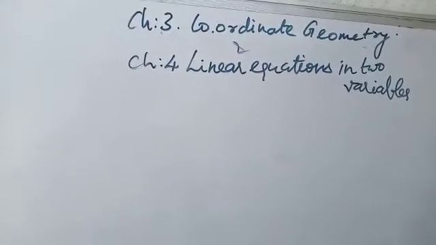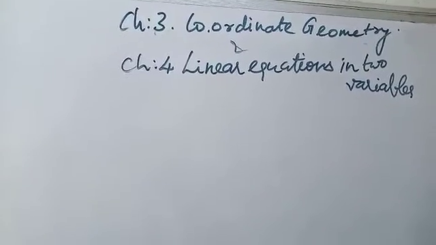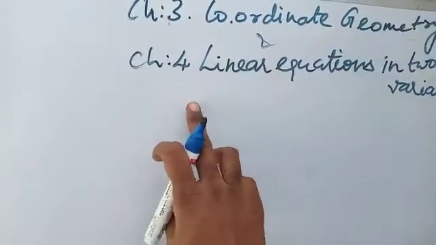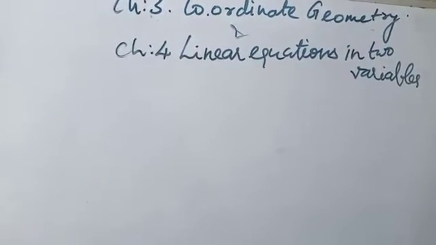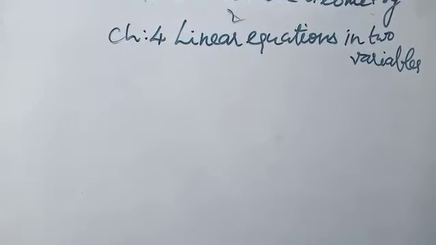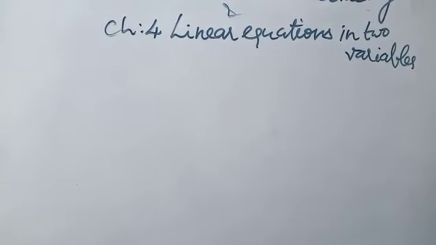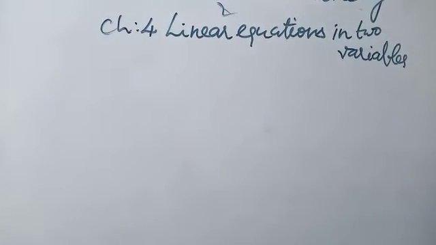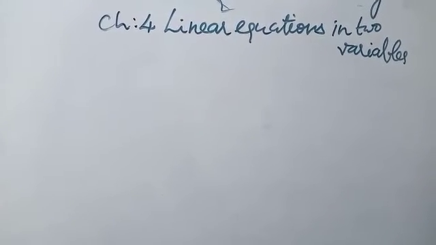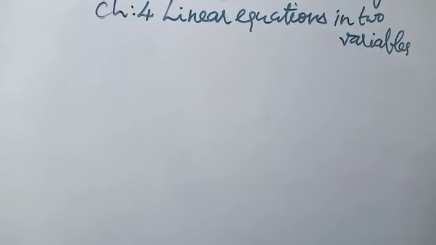Today we are going to revise lesson 3 and lesson 4. In maths, chapter 3 is coordinate geometry, then chapter 4 is linear equations in two variables. In that case we are going to see how to plot the points in the graph and then find the solution for the given linear equations. Sometimes they will give situations, and according to the situation you have to convert it to an equation.